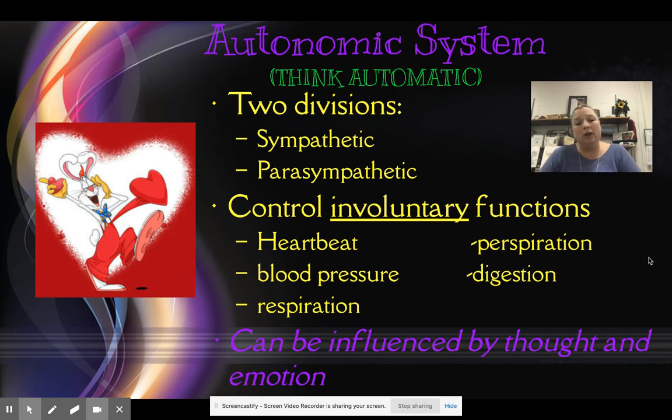Now, of course, those things can be influenced by thought and emotion. For example, your heartbeat naturally just beats. However, when you see a really cute girl walking down the hallway, guys, your heartbeat about beats out of your chest, right? Because you are thinking about that girl and it's affecting those functions. So that's why I put this little guy over here with his heart beating. Okay, so that's autonomic. Now, within autonomic, we have sympathetic and parasympathetic. Let's take a look at those.